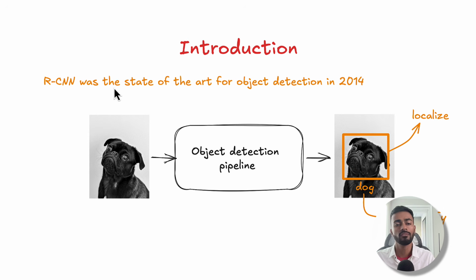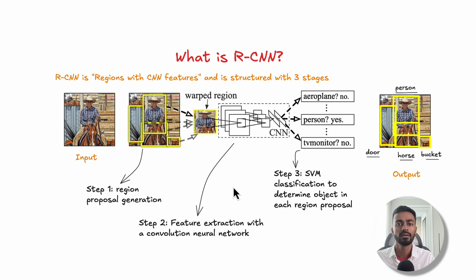And in 2014, RCNN was the state-of-the-art for such object detection. And in fact, it was one of the first successful attempts at using a convolution neural network in an object detection pipeline. So what is RCNN? Well, at a very high level, RCNN is regions with CNN features, and it was structured in 3 stages.